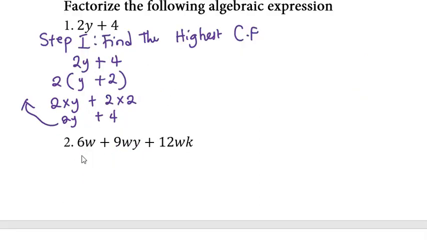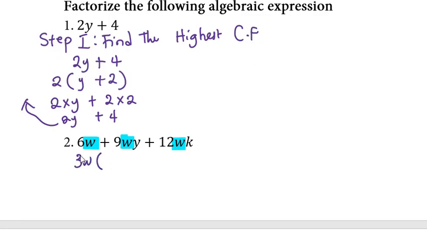For question number 2, you know the first step: we need to check for what is common, not just what is common, the highest common factor. Let me highlight what I see common here. W is common. Every one of them has W, and every number here is a factor of 3, or can be divided by 3. 6 can be divided by 3, 9 can be divided by 3, 12 as well can be divided by 3. So what we have in common here is 3W. So 3 and W are the common things here.